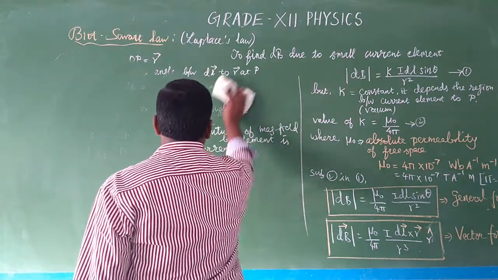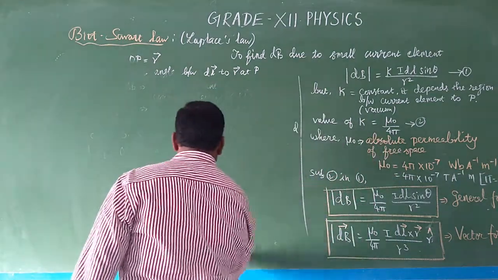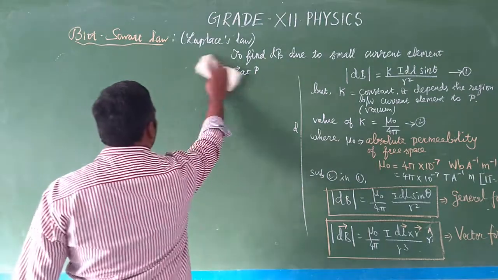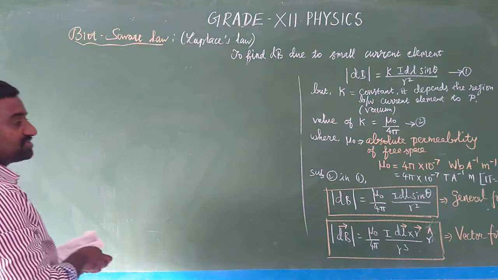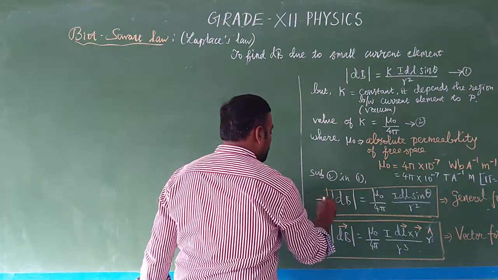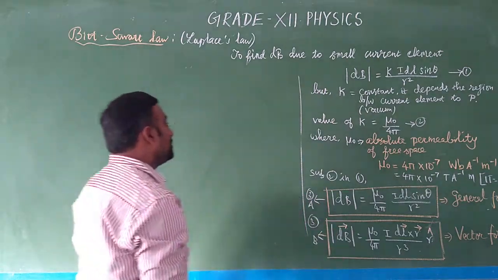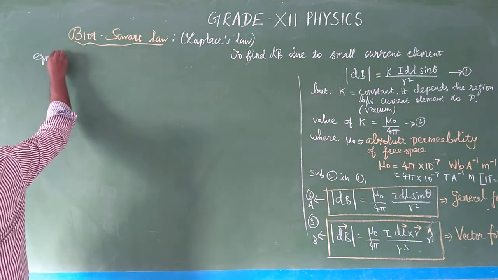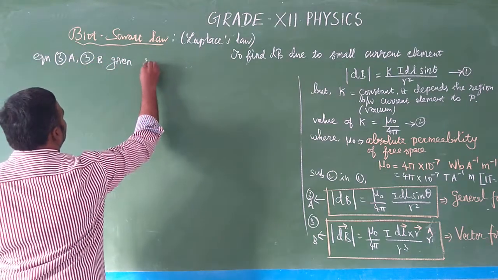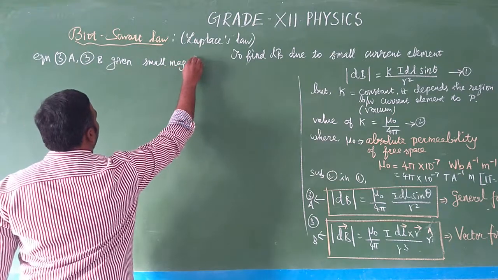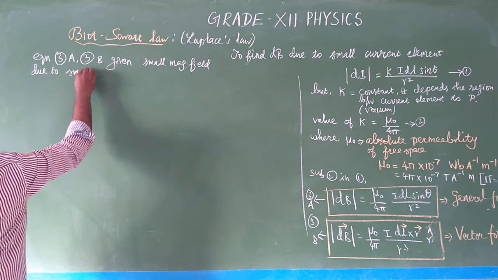So this is the magnetic field produced due to the small current element. Suppose for an entire wire, we have a known length. Can we calculate the total magnetic field for that entire wire? So this is equation 3a and 3b. Equations 3a and 3b give the small magnetic field due to a small current element.